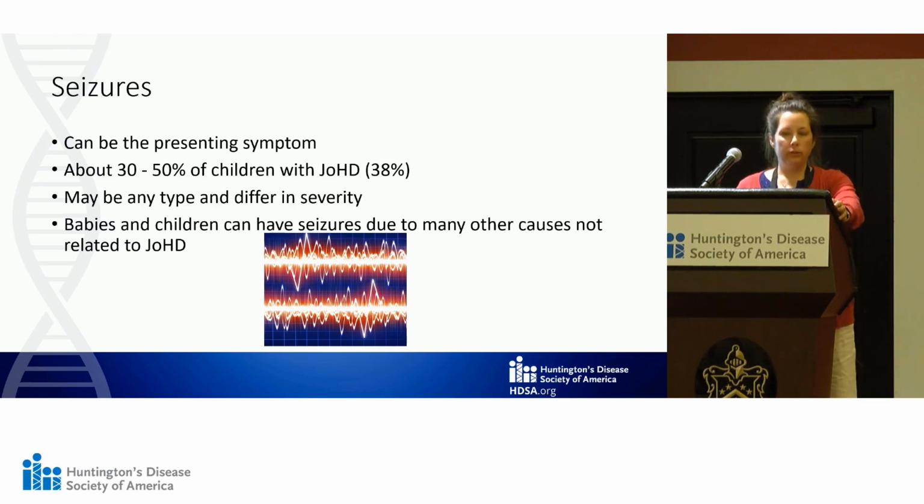But please note that babies and children can have seizures and have primary seizure disorders in themselves. So seizures in isolation by itself does not mean JOHD. It means this is a symptom associated with it. When you're looking at your children and wondering, is this JOHD, you have to put it all together. And we'll talk about the importance of taking a journey through an evaluation of a kiddo with JOHD, since the vast majority of HD patients are adult onset.